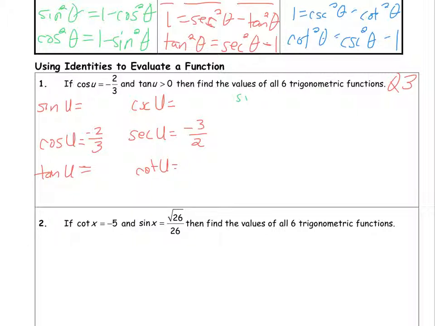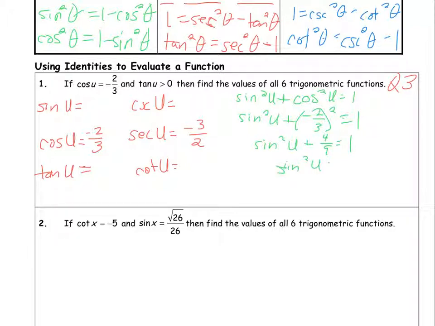Let's go ahead and do that first piece that I just mentioned. We know that sine squared u plus cosine squared u equals 1. We know the value of cosine squared u. We don't know sine squared u. Cosine squared is negative 2/3 squared. Okay? Negative 2/3 squared is 4/9. So we know the sine squared of u plus 4/9 equals 1. Sine squared u equals, I subtract the 4/9 over, so I'm left with 5/9.